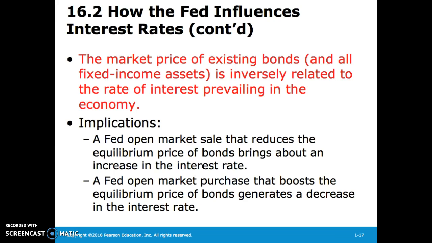A Fed open market sale that reduces the equilibrium price of bonds brings about an increase in the interest rate. A Fed open market purchase that boosts the equilibrium price of bonds generates a decrease in the interest rate.